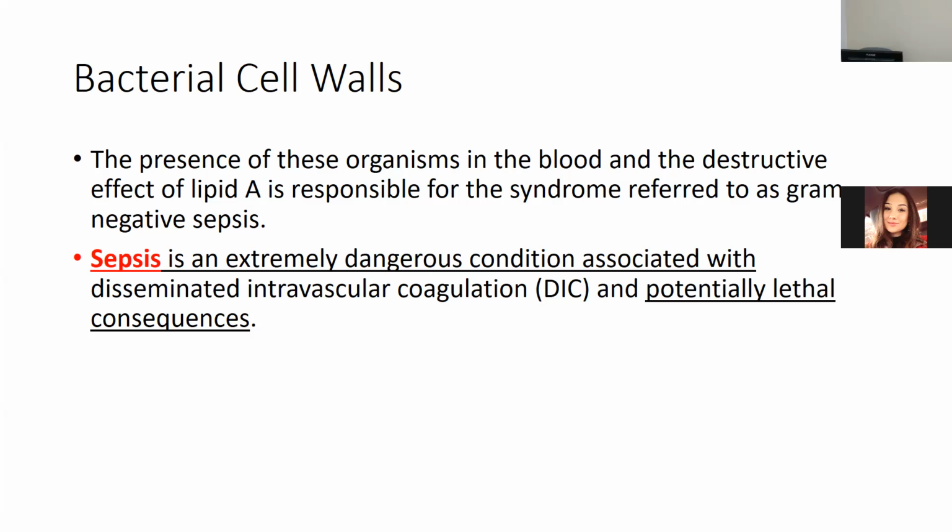Disseminated intravascular coagulation sounds like what? What's coagulation? Clotting, right? So it sounds like they got a clot. That's not the case. Disseminated intravascular coagulation means they've lost the ability to clot. They don't have any clotting factors left. So when you cut them on the operating table, they bleed and they don't stop. Okay, so they bleed to death on the operating table.